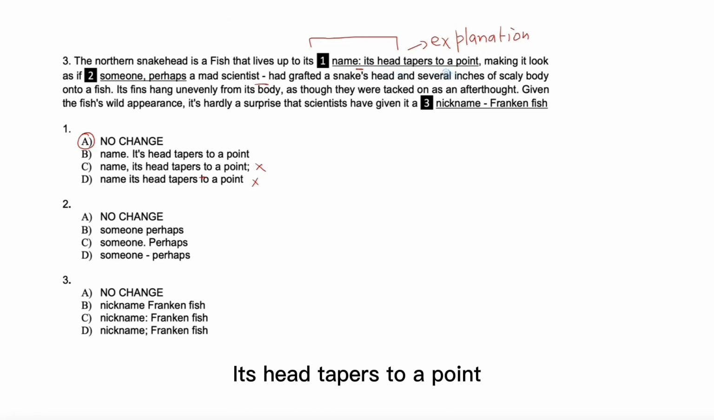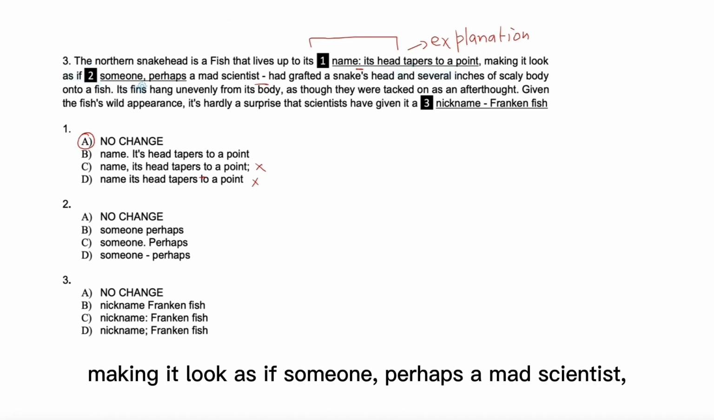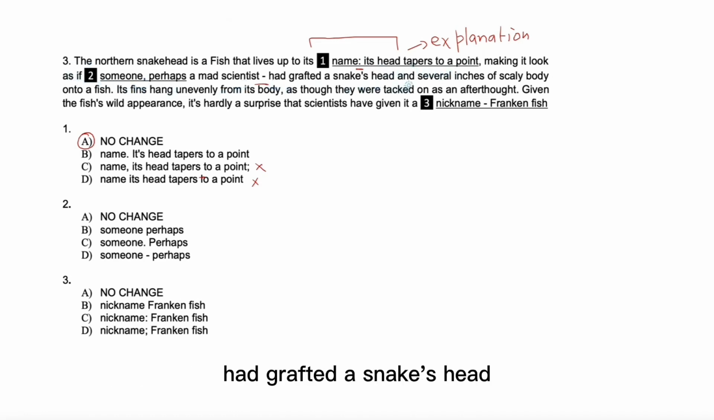Its head tapers to a point, making it look as if someone, perhaps a mad scientist, had grafted a snake's head and several inches of scaly body onto a fish. Now this dash over here is a clue. We have a dash over here, but we have a comma over here. And you know, if you've got a non-essential clause, it must come in between two commas or two dashes. But first evaluate whether it is non-essential or not. So its head tapers to a point, making it look as if someone, let's cut out this clause, as if someone had grafted a snake's head and several inches of scaly body onto a fish.